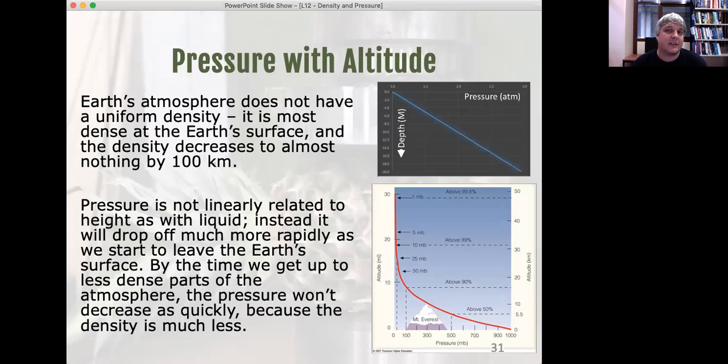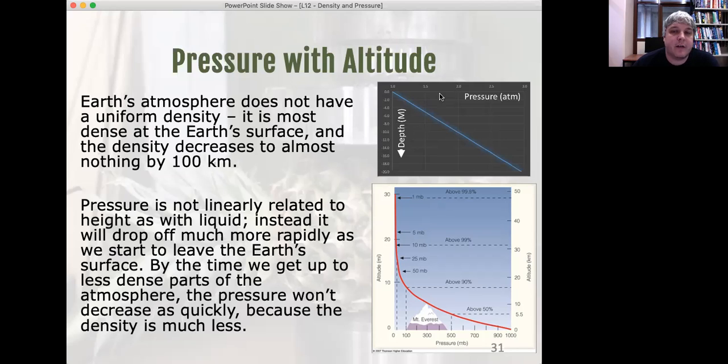So that means we can't just use our ρgh and the depth of the atmosphere and figure out our pressure because it varies with altitude. That pressure change varies with altitude because the density is constantly changing. So we don't actually calculate atmospheric pressure at all. We will assume that it is always 101 kilopascal unless we're told otherwise, but we should be aware of the relationship, and that is not a straight line.